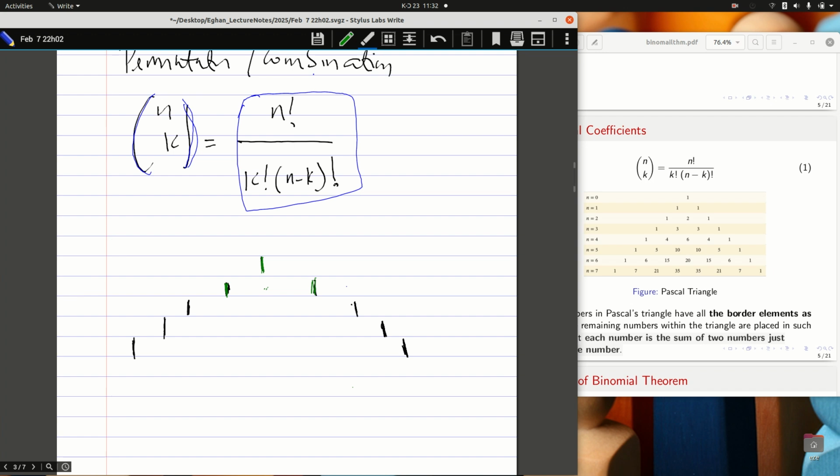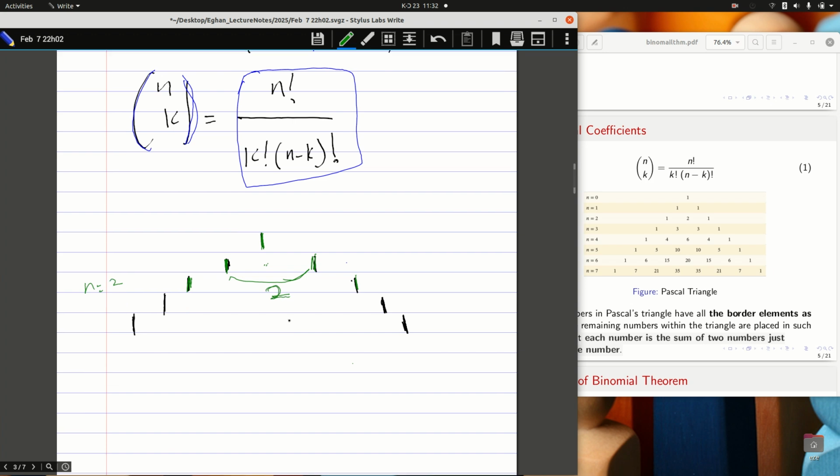If I have 1 at n equal to 2, I have 1 at the border here, 1 at this border, and add these 2 terms to get 2. When I go to n equals 3, the border is 1. When I add these 2, I'm going to get 3. I add here, I'm going to get 3, and then 1 remains.